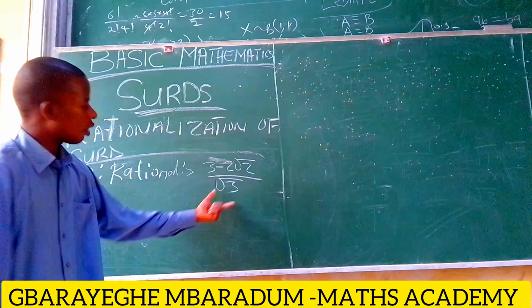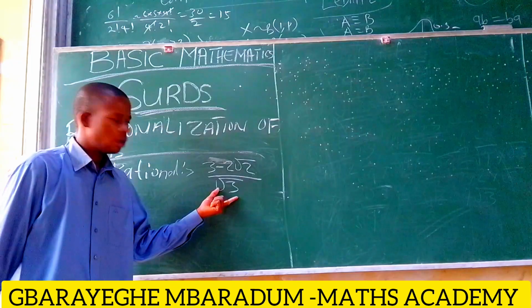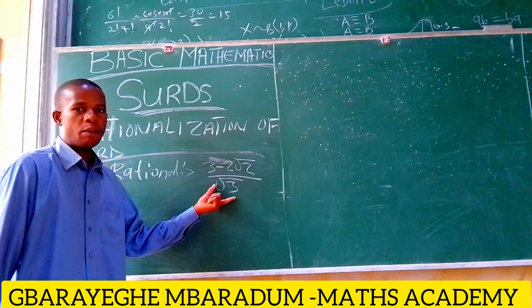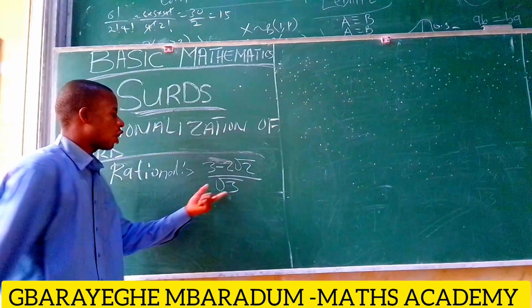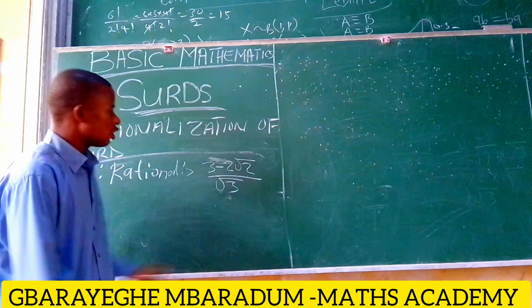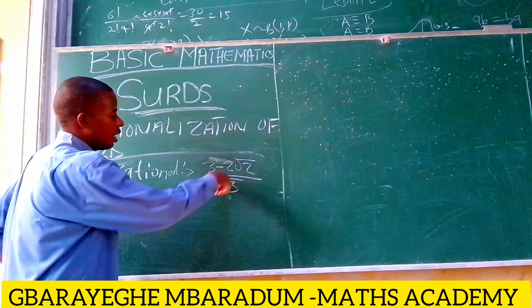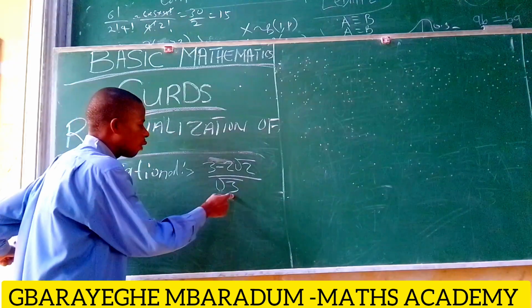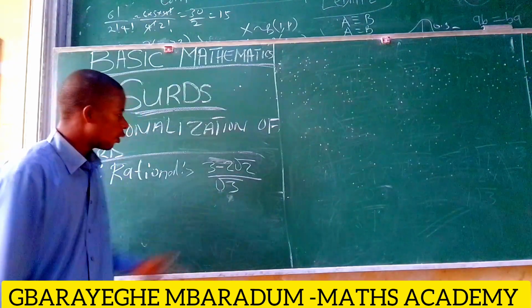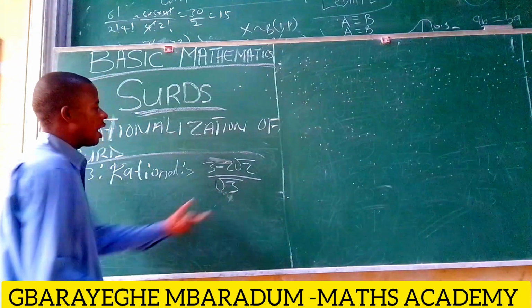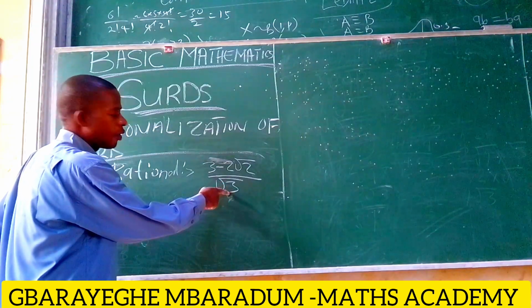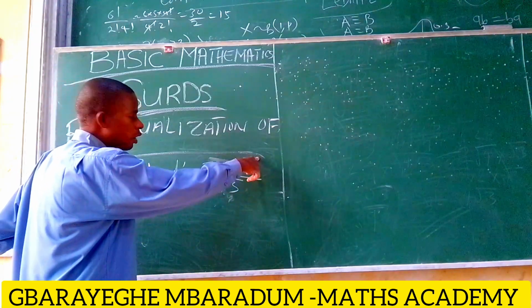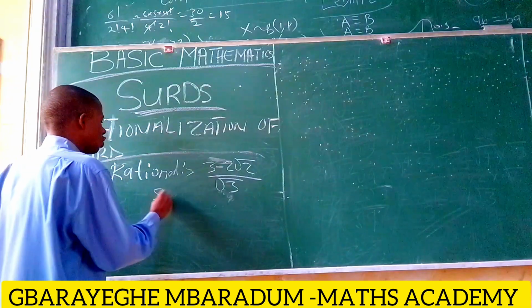For us to rationalize this surd, at this point, this surd is not in the right form because it involves a square root as the denominator. So this surd is not accepted. Eliminating the root of 3 in the denominator is called rationalization of a surd. So let's look at how to eliminate it. We can only eliminate it by multiplying by root 3 on the bottom and also on the top of the question. So let's look at this solution.